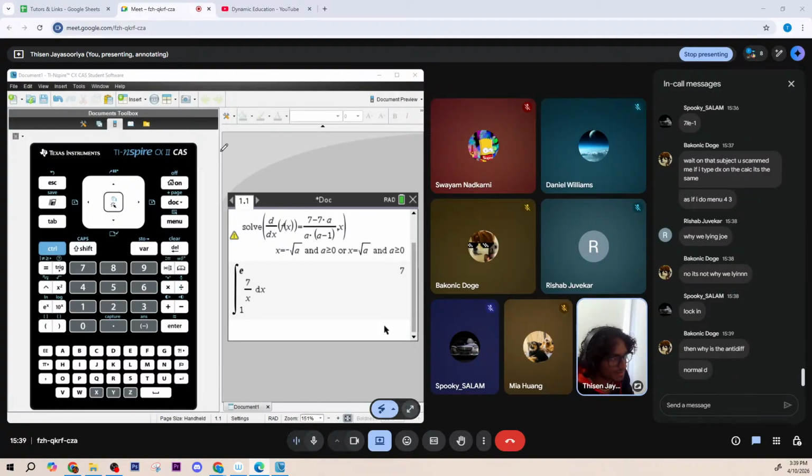Here it says let b be a positive real number less than 1. Find the value of b such that the integral from b to 1 of 7 over x dx is equal to 7. So how can I do this on my calculator? Let me screen share the right thing.